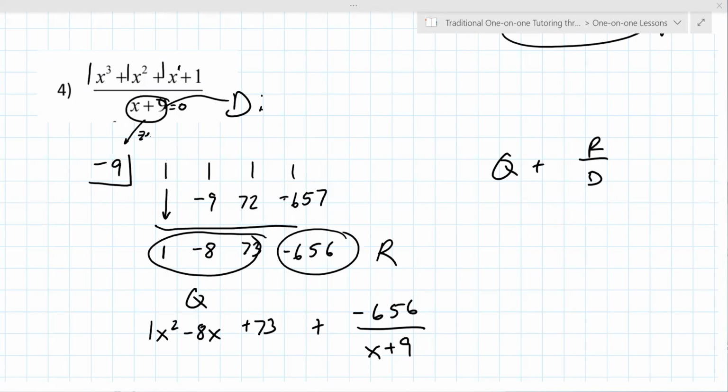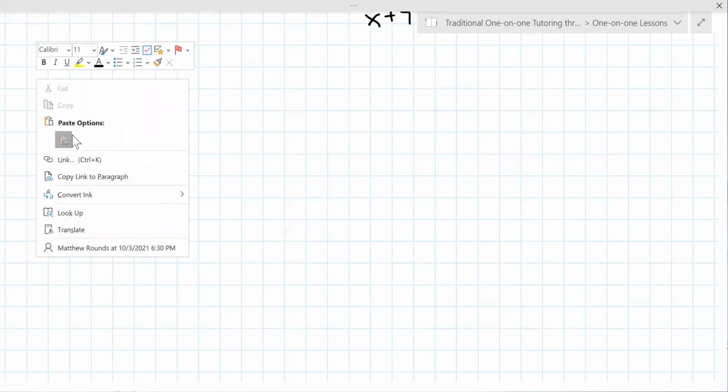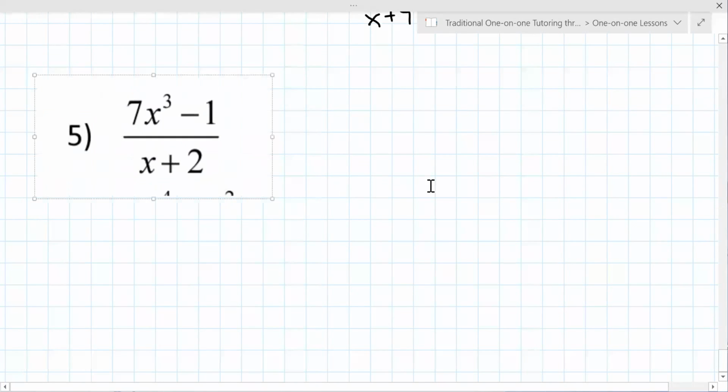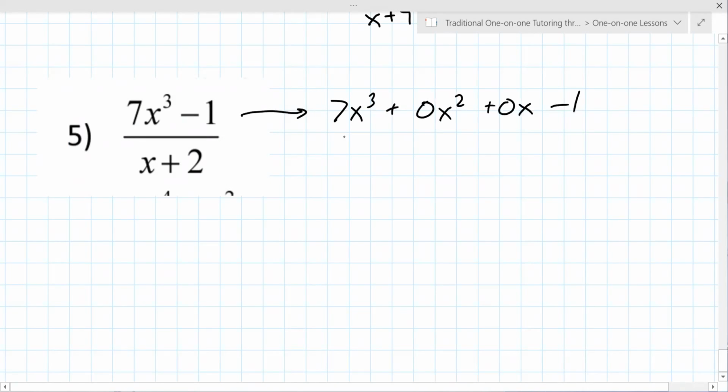Kind of. This one has the missing terms in it, number 5. So I'll show you what I mean by that here. In the top, it says 7x cubed minus 1, but what that really is, it's 7x cubed plus 0x squared plus 0x minus 1 all over x plus 2. So just because you're doing synthetic division, it doesn't mean, just like long division, you don't have to include those.